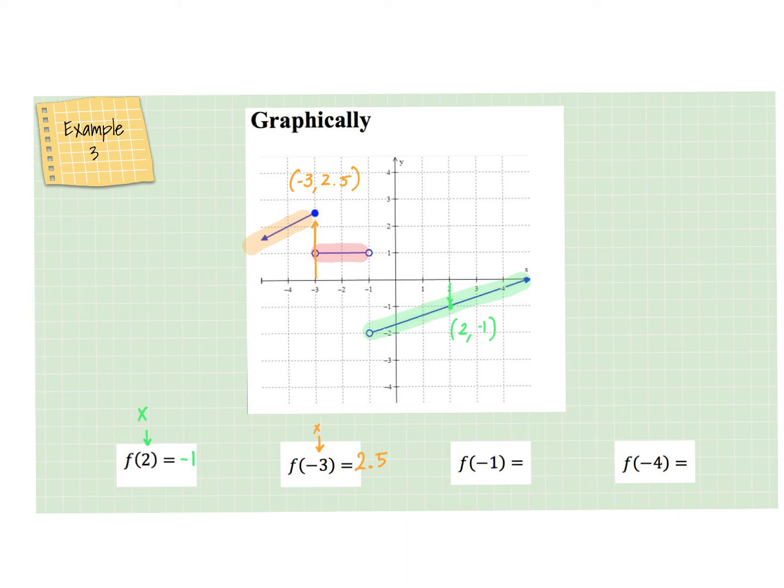Okay, next one, I have -1, so I go to -1, and if I go straight up, it doesn't touch any point. That point is not included because it's an open circle, so I'm going to put NA. Okay, and if I go straight down, same thing, does not touch that point.